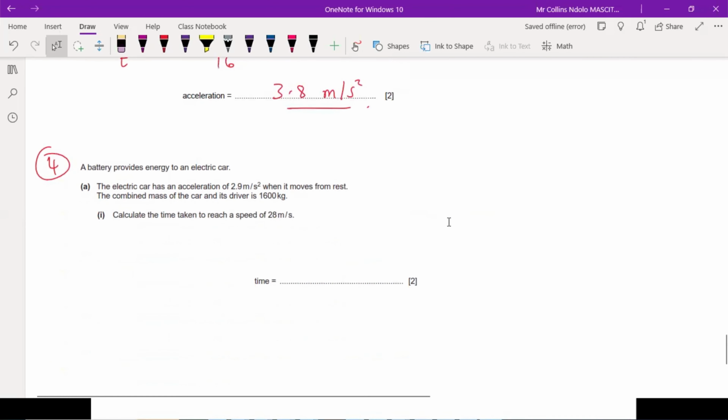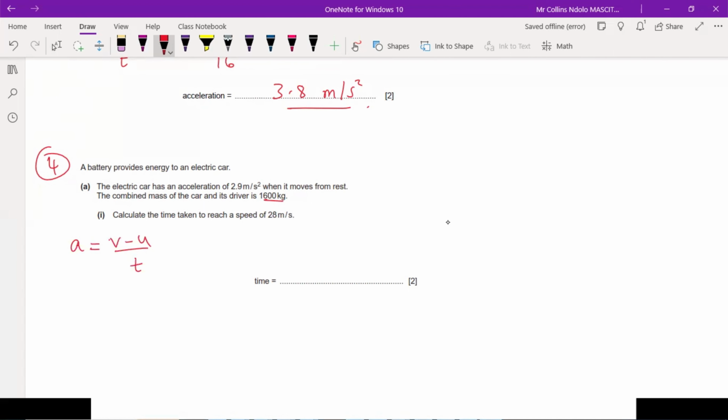Help me confirm my calculations, just in case I make any mistake. A battery provides energy to an electric car. The electric car has an acceleration of 2.9 meters per second squared when it moves from rest. The combined mass of the car and its driver is 1,600 kilograms. Remember, some of these are just selected parts of what we need for this question. So we're not going to use mass here, because what we know is that acceleration is V minus U over T.